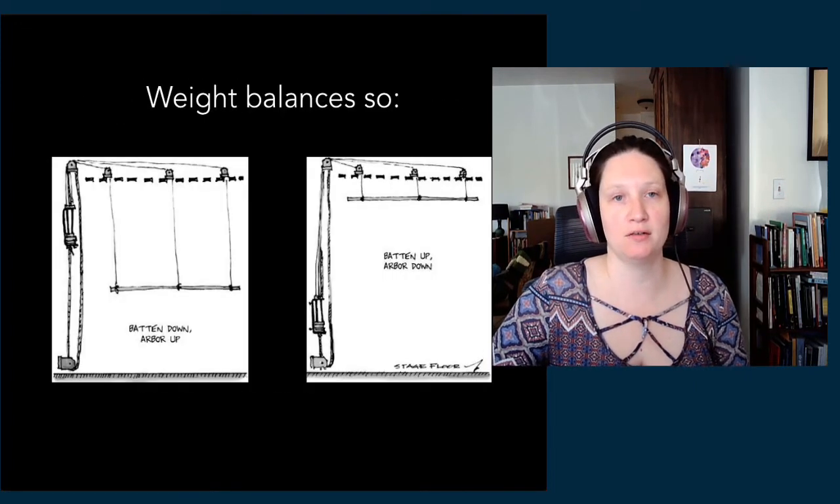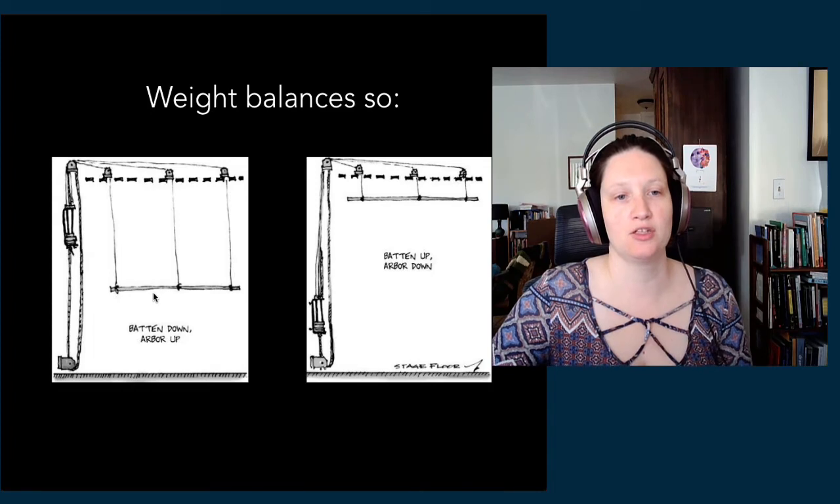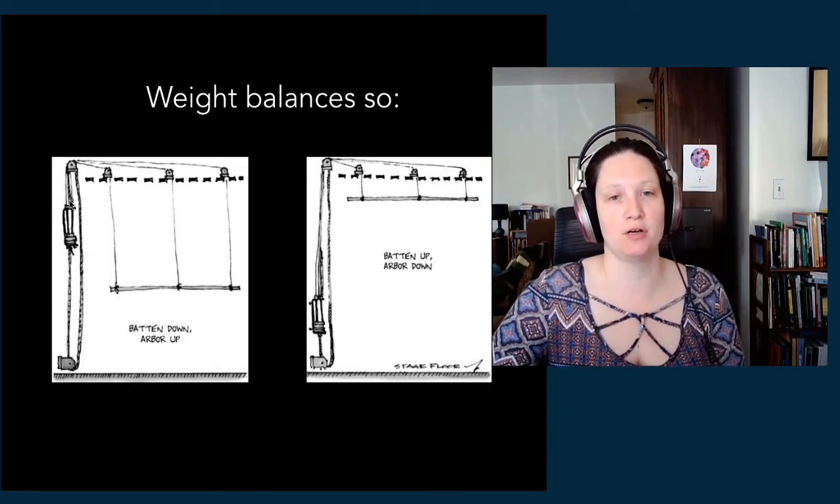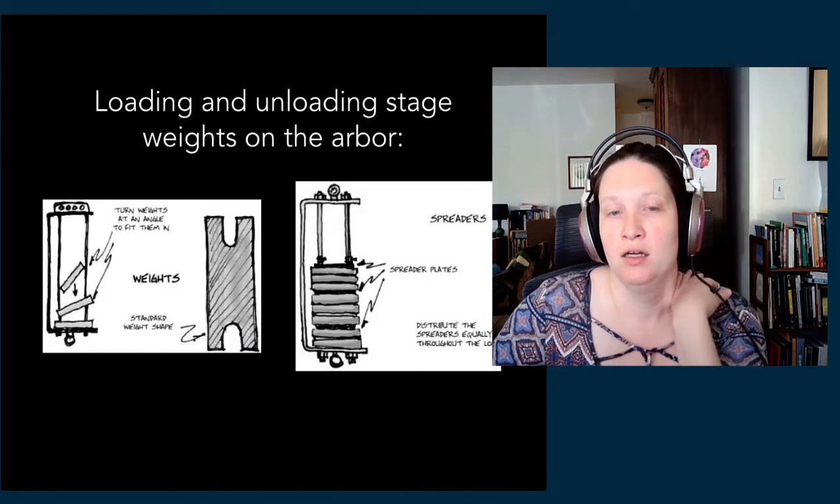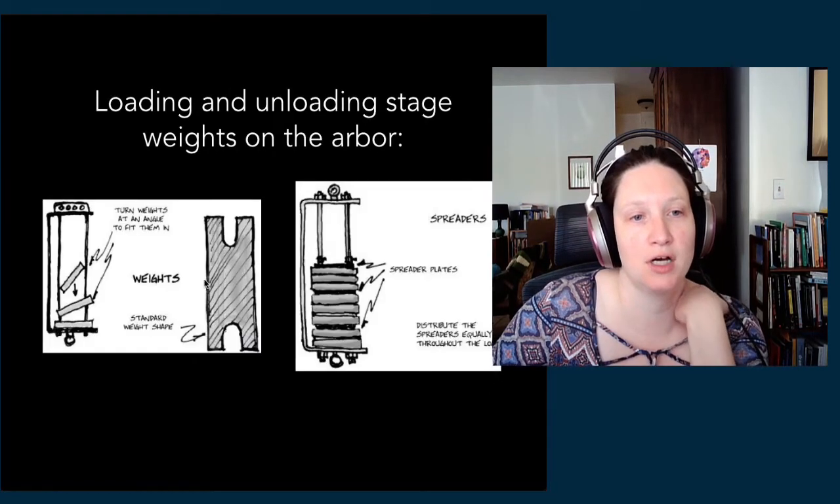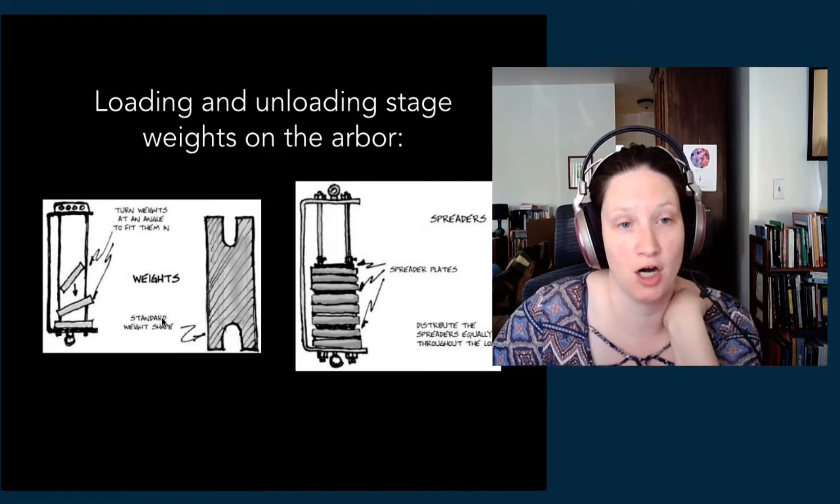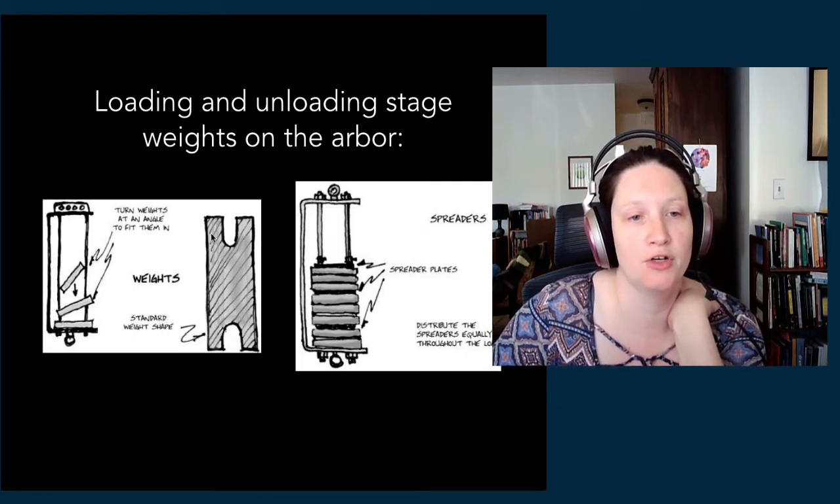Here's how the weight balancing works, right? So when your batten comes down, your arbor goes up, right? When your arbor weight comes down, your batten goes up. So here is the close-up drawing of your arbor, okay? All of your stage weights have this shape with the U cut out on each end. Those U-shaped cutouts will fit into the track of the arbor. So that's how they are locked in to the arbor.